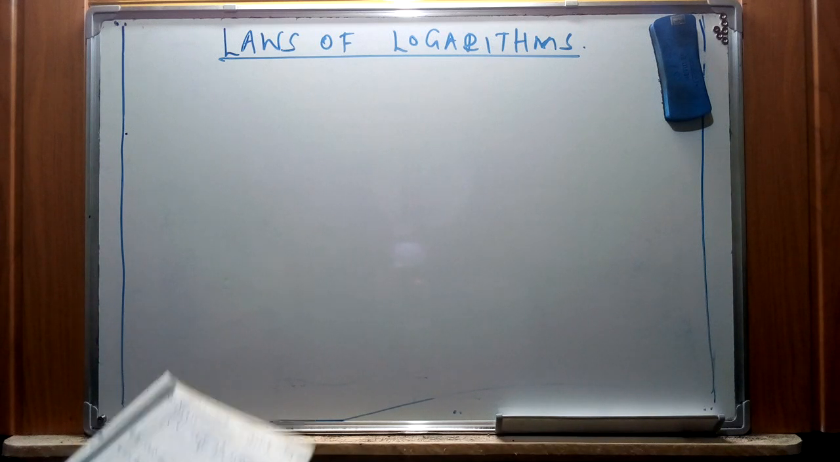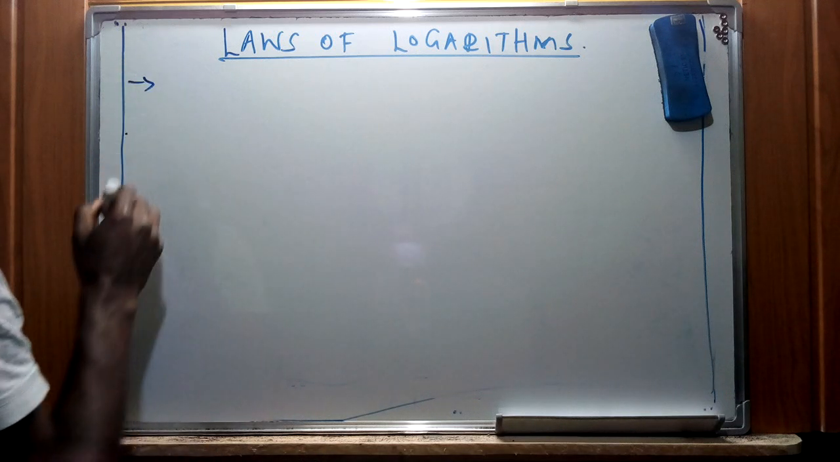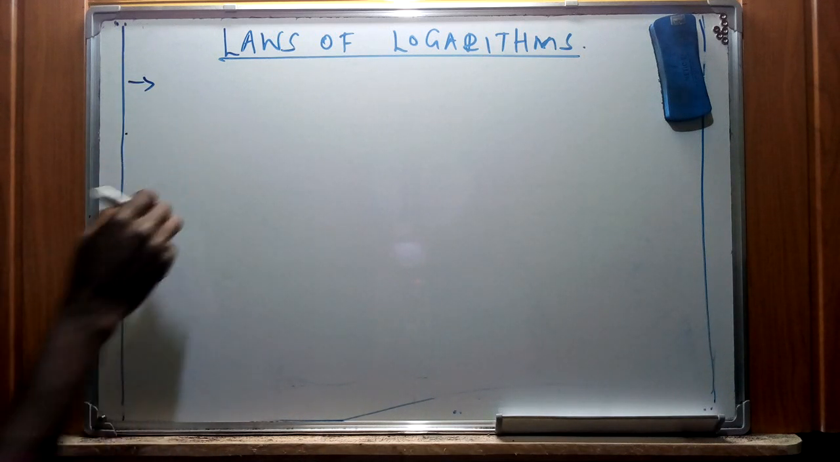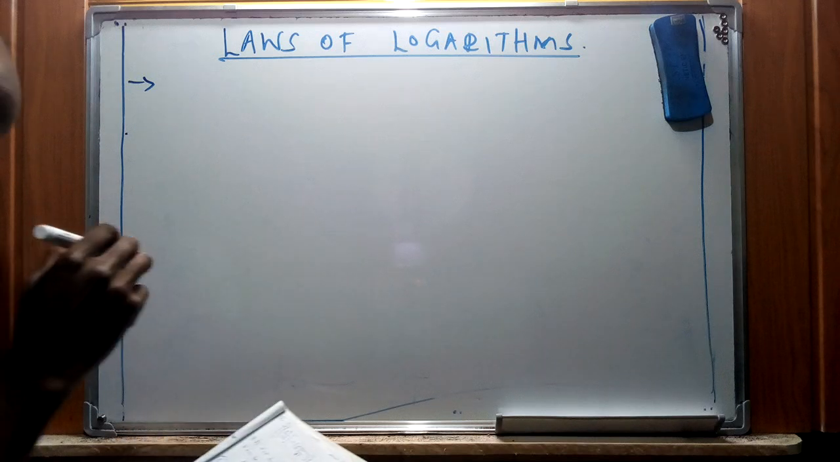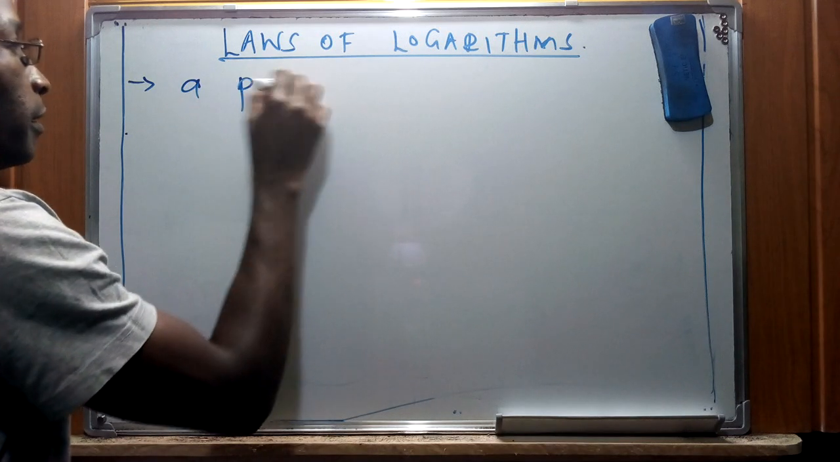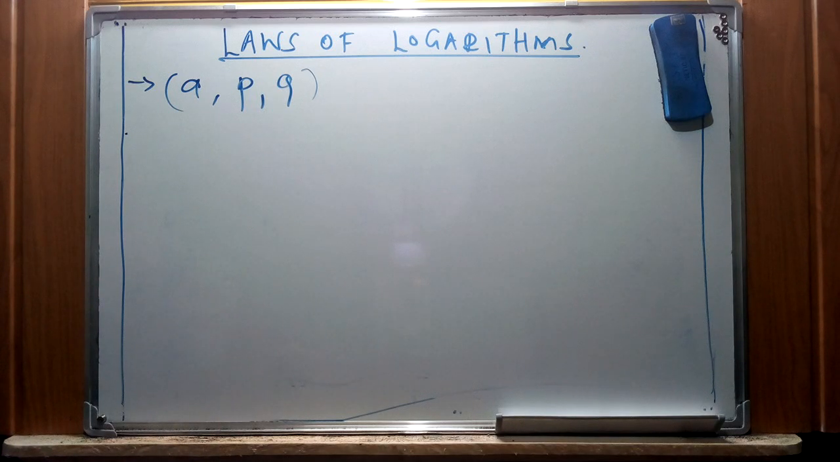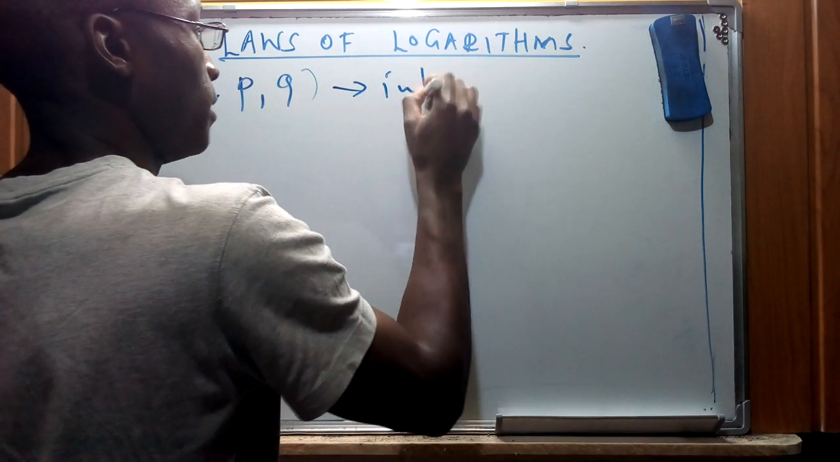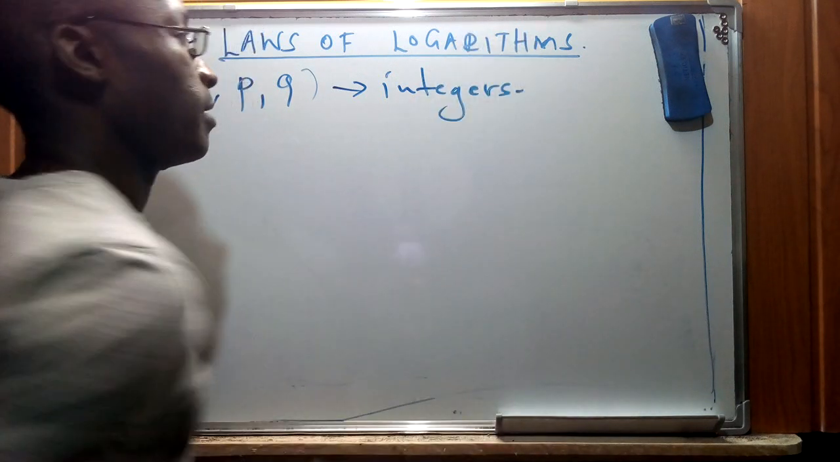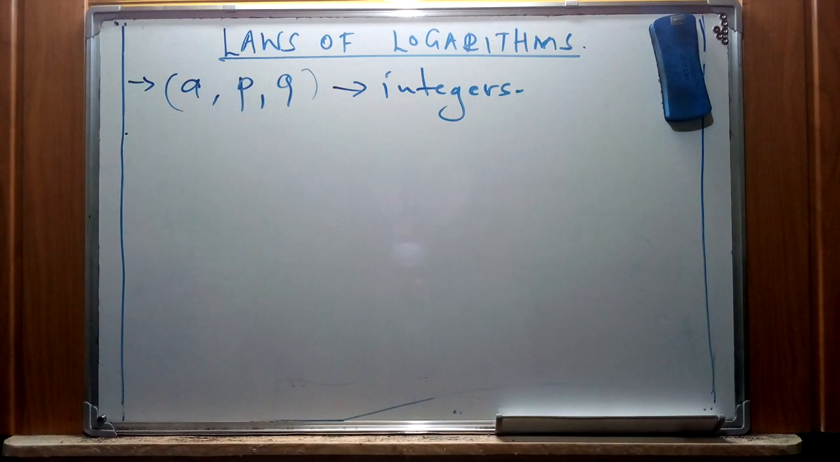So we're going to see that we're going to use different representations. And in this case, we're going to use general representations for the numbers A, P, and Q, just like in our previous discussions, that these are going to represent basically what we refer to as integers, and therefore are going to assist us to try and represent the different forms of these specific laws of logarithms.